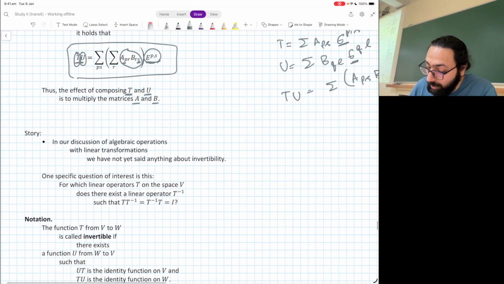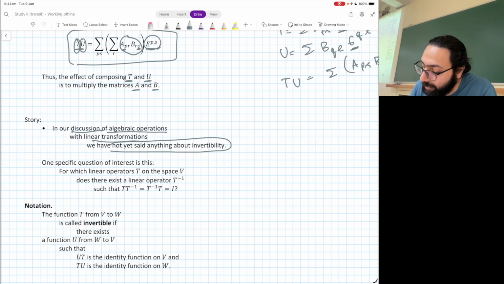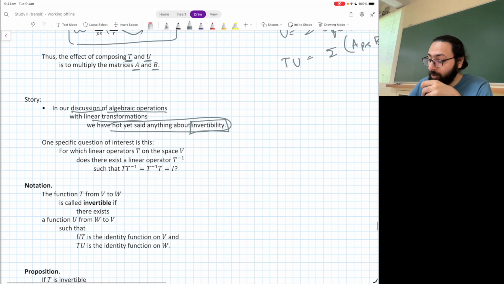Right. So now, in our discussion of algebraic operations with linear transformations, we have not yet said anything about invertibility. So far we've talked about compositions, whether things are linear operators or not, how you talk about dimensions and so on, but we haven't talked about invertibility yet. And we're now going to look at invertibility.